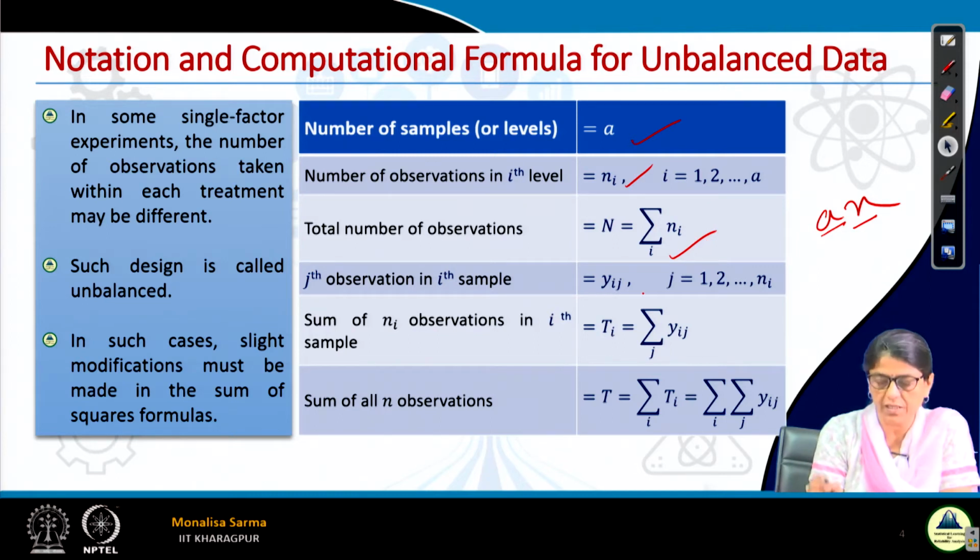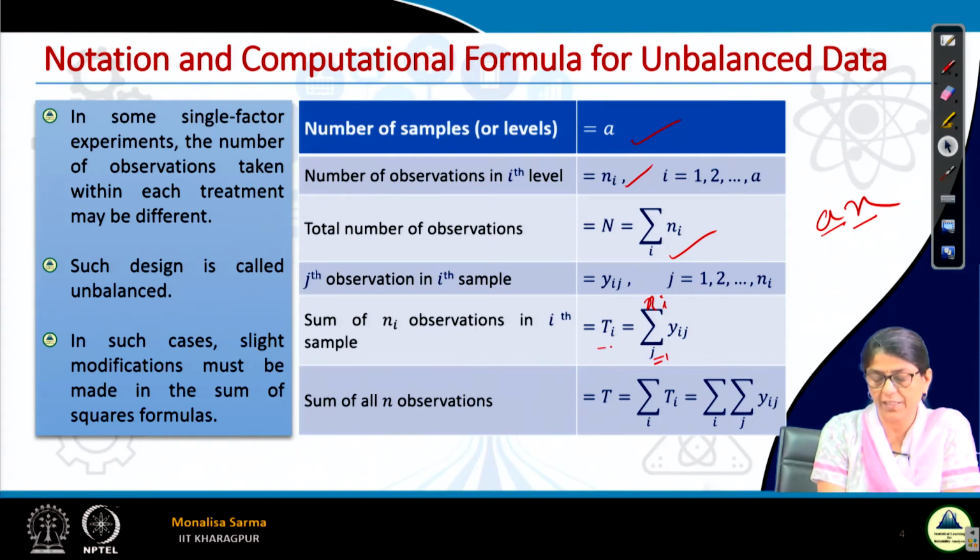So, the jth observation in the ith sample is the same, and j will go from 1 to n i. It is the sum of n i observations in the ith sample, so j will not go from 1 to n, it will go from 1 to n i. For each level there will be a different n, maybe the same, but different. For unbalanced data, this is the formula.